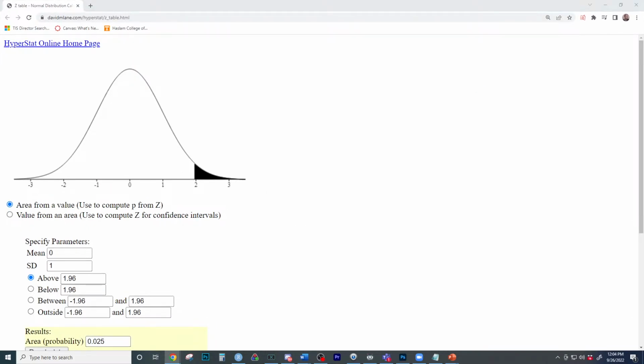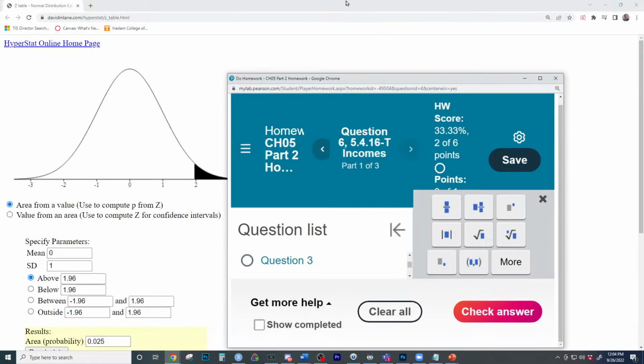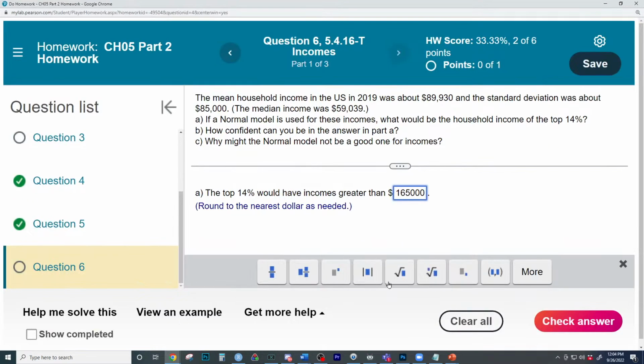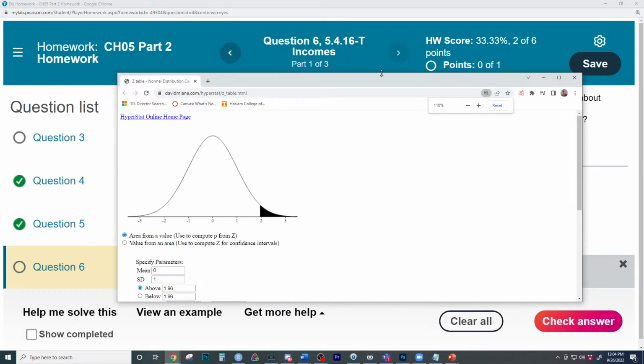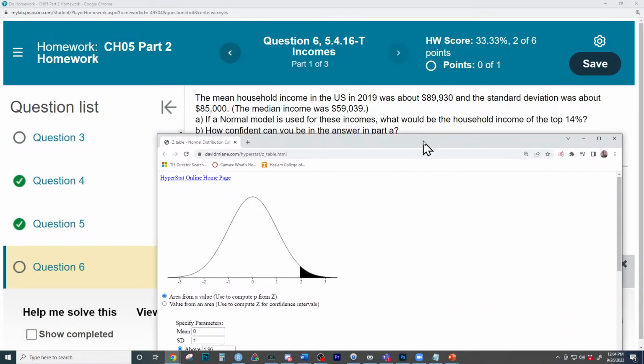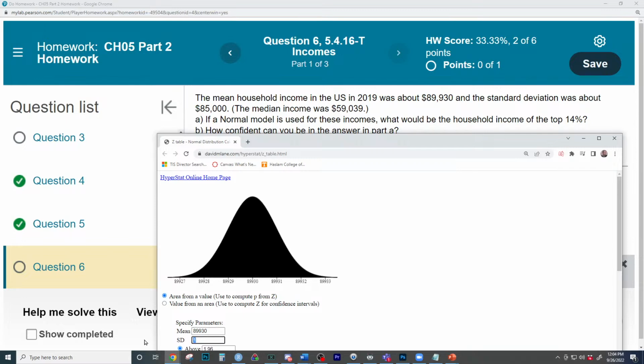To get the actual answer, we need to go in and put the numbers in. Let me make this smaller so it's easier to see. Okay, the numbers we need are, I'm going to show it on the screen at the same time. The mean is 89930, and the standard deviation is 85,000.